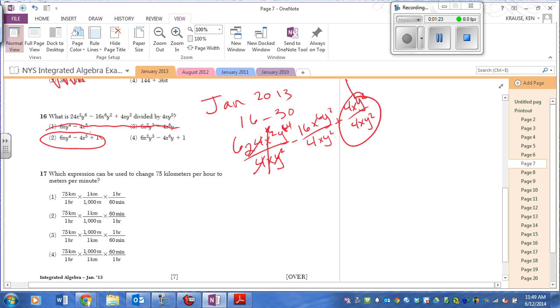That's the right answer. If you do the middle one, 4 goes into 16 4 times. That's 5 more y's, and those cancel. 5 more x's.